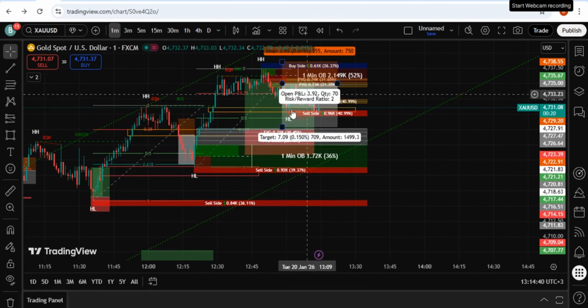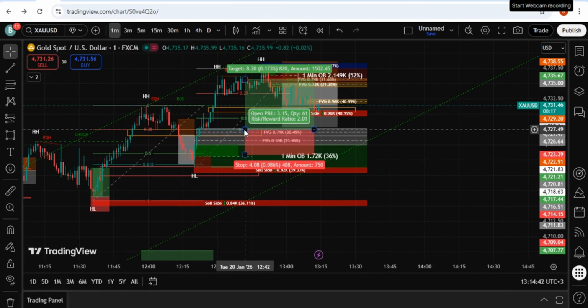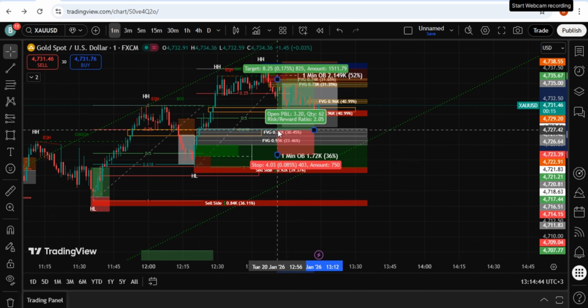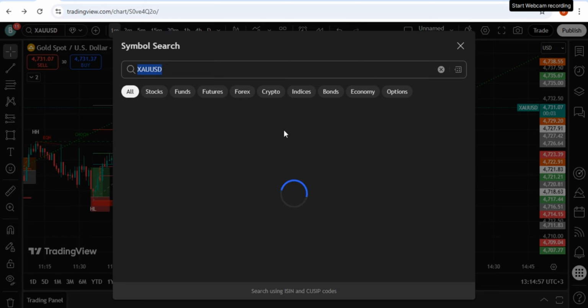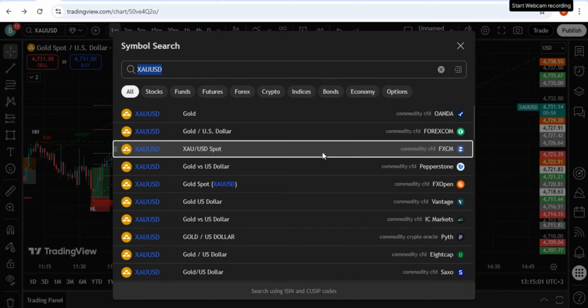So this is a 1 to 2, and then I have my buy limit here. So this is a pending order around here that I'm waiting for it to be triggered after we hit TP on this upside. So let's hope it works out. So let me use this other broker so that you can see how I identify my setups. So use Forexcom.